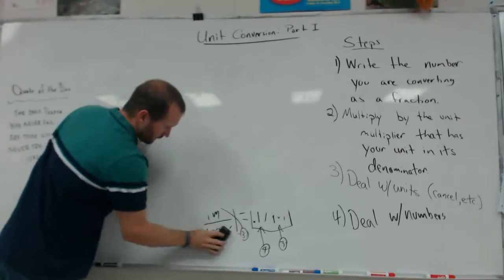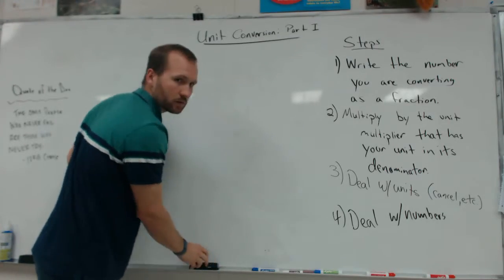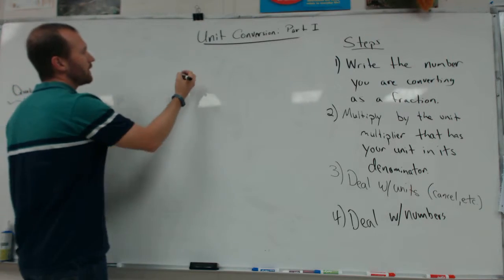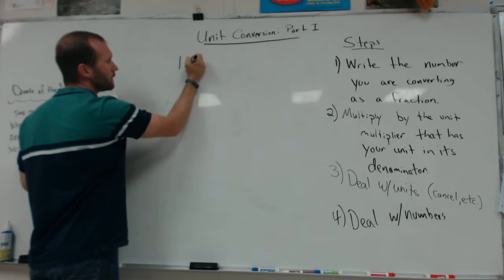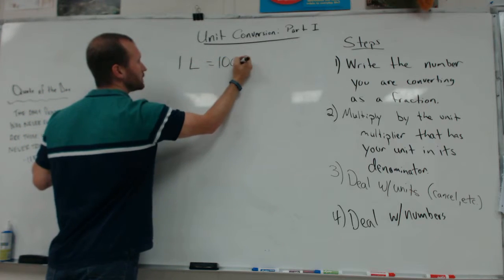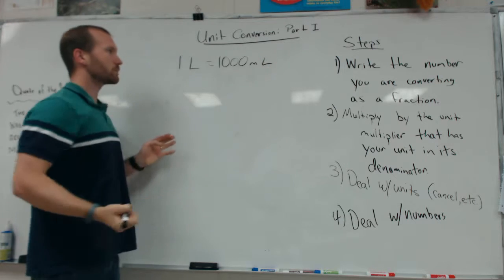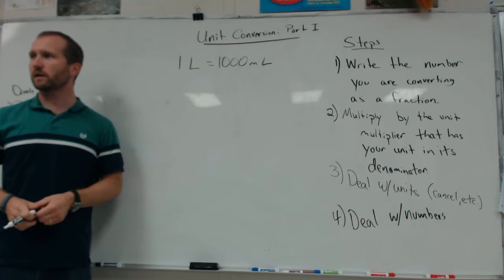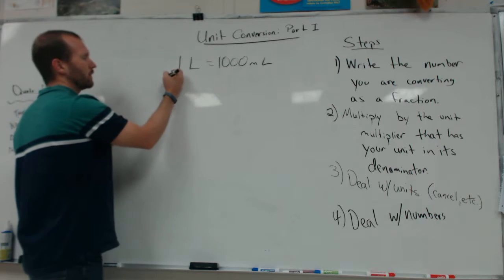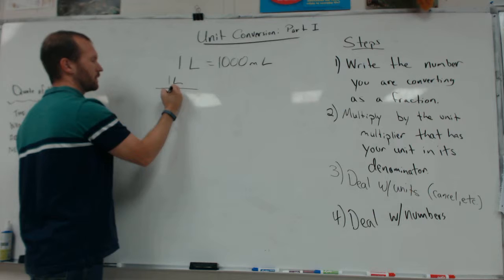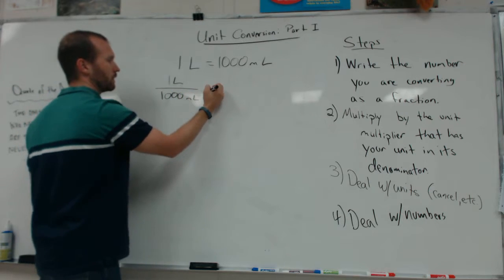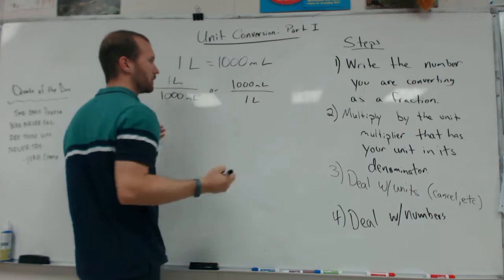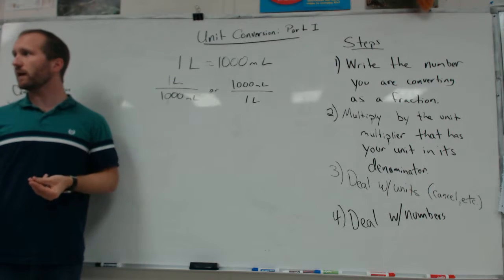So let's say someone gives you 1 liter equals 1,000 milliliters. What are your 2 unit multipliers for that? Raise your hand. Yeah. 1 liter over 1,000 milliliters, or 1,000 milliliters over 1 liter. Very nice. Okay. Does everyone agree with that?